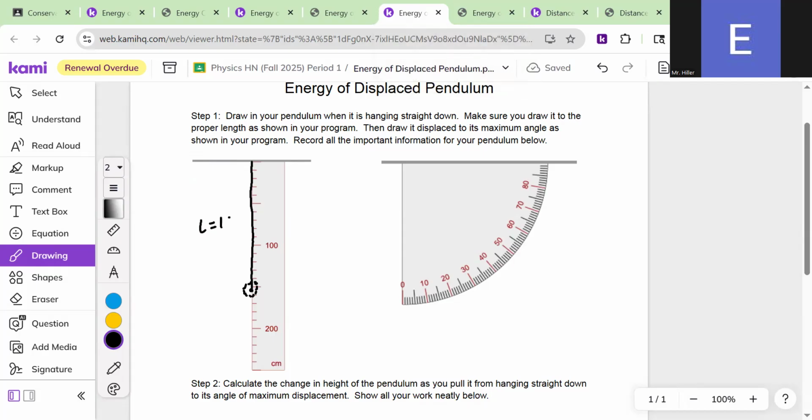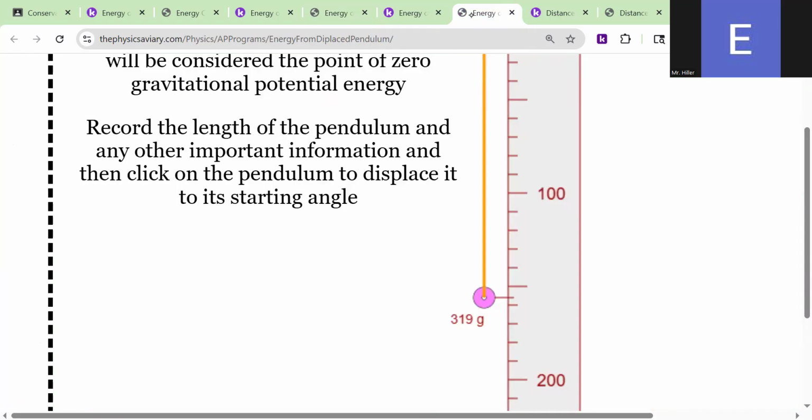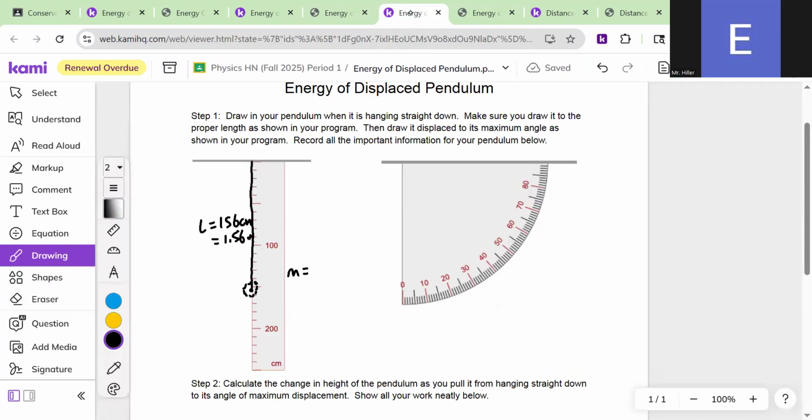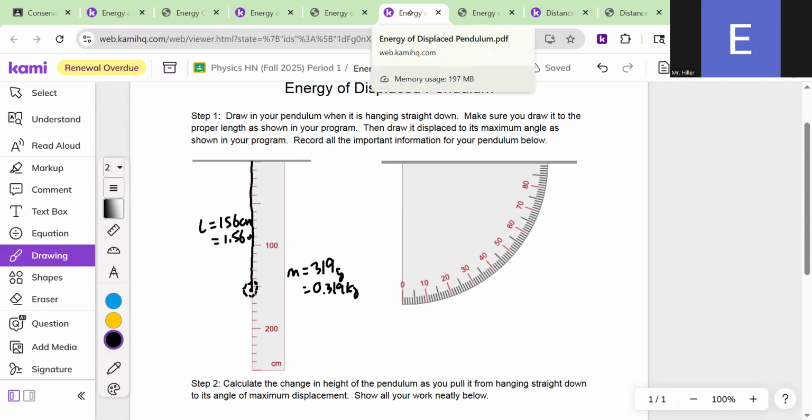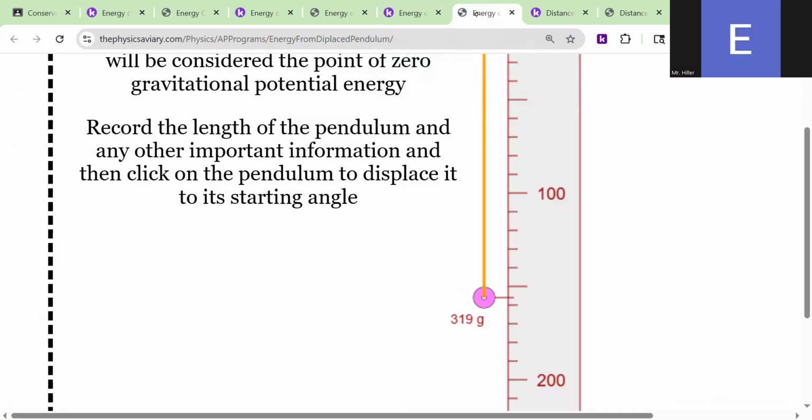The length is about 156 centimeters or 1.56 meters. Okay, now the mass we were given was 319 grams, which of course is 0.319 kilograms. Okay, so we have everything we need. Now what's going to happen is we're going to click on the ball. I keep calling it a ball. Let's just call it a ball. It's probably a washer, but let's call it a ball.